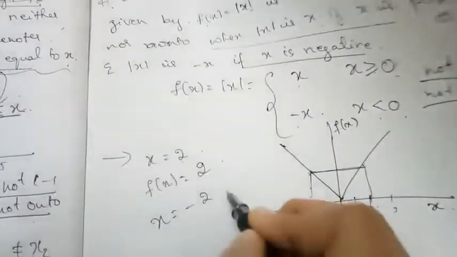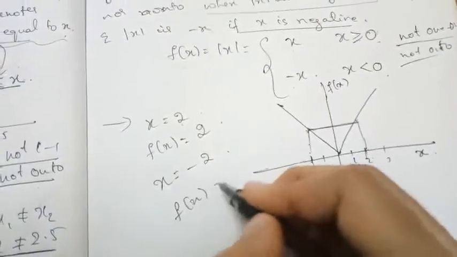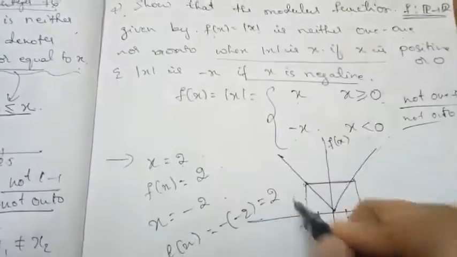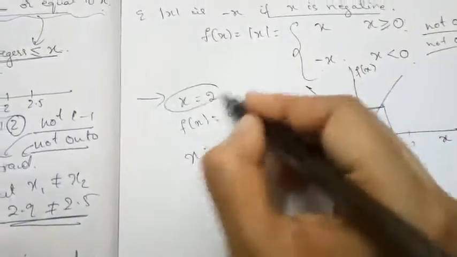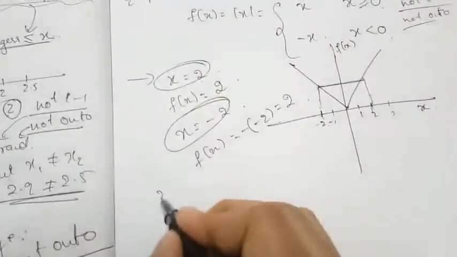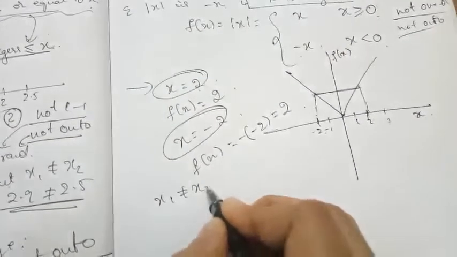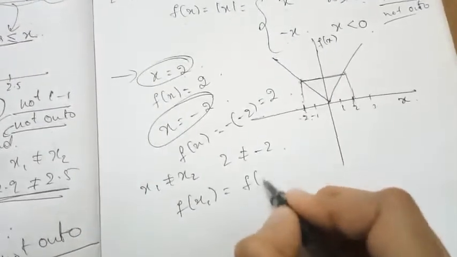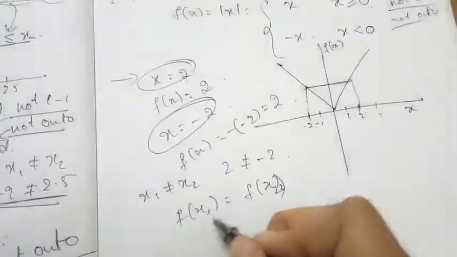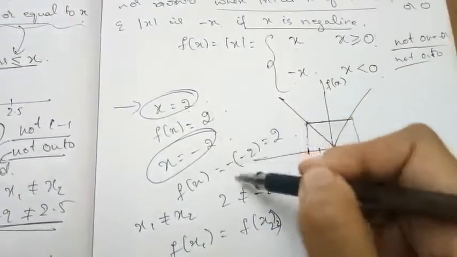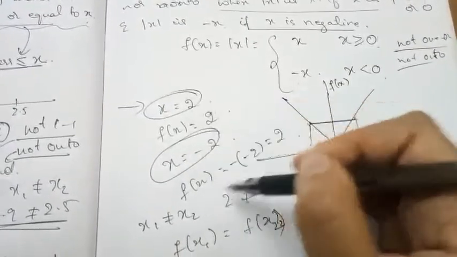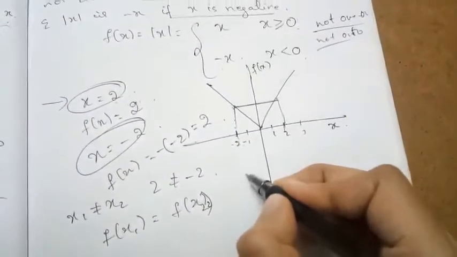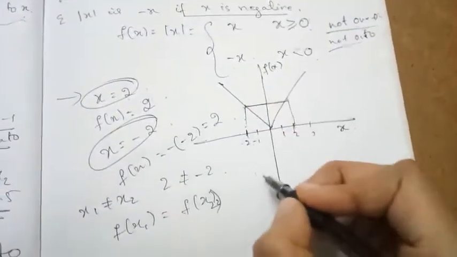When x is equal to -2, what happens to f of x? f of x will be the negative of that x, so minus of -2 becomes 2 itself. You can see clearly that these are two different numbers, so x1 is not equal to x2 because 2 is not equal to -2, but f of x1 is equal to f of x2. For both values of x we have the same f of x, but x is different. So two elements have the same image.